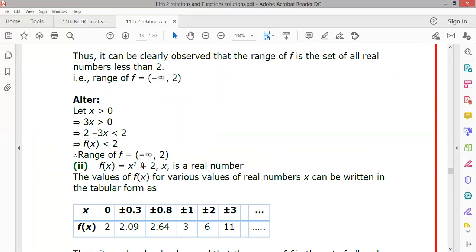Alternatively, you can find it by another method here. x is greater than 0, so 3x is greater than 0, so 2 minus 3x is less than 2. That is, f of x is less than 2 for all values of x. This is another method.